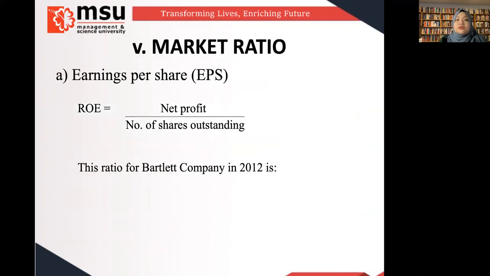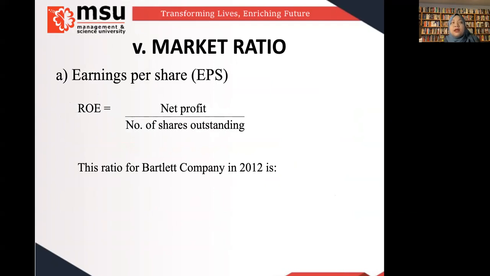Alright. So the last one is market ratio. So market ratio depends on the earning per share. So how to calculate earning per share? It's net profit divided by number of shares outstanding. So the answer will be RM lah. The answer will be Ringgit Malaysia, because we divide with number of shares outstanding.